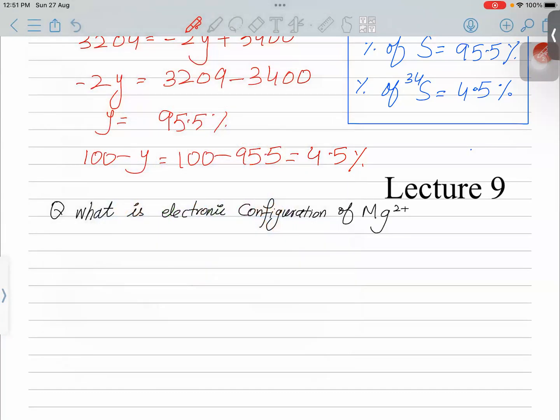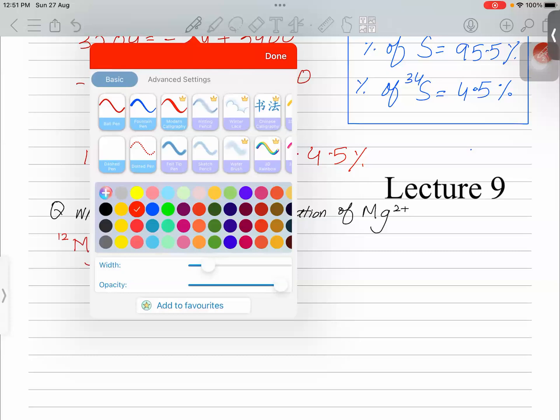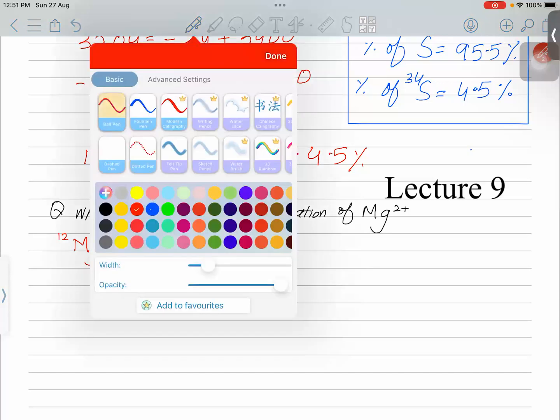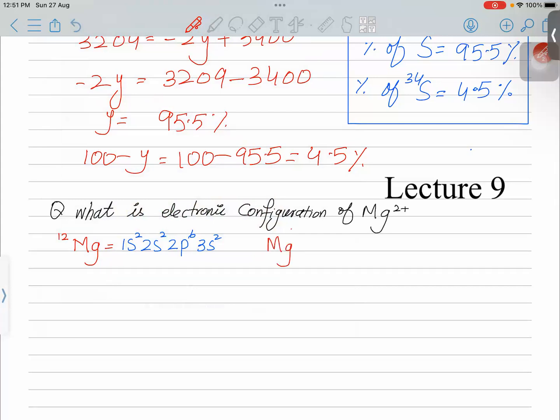As we have discussed, first write the normal electronic configuration of magnesium. We know that magnesium is 12. Anyone can tell me the electronic configuration of magnesium? Yes, the normal one. 1s2, 2s2, 2p6, then 3s2. But the question is magnesium 2 plus. 2 plus means remove 2 electrons. So we remove 2 electrons from the valence shell. The third shell is our valence shell. So the new electronic configuration would be 1s2, 2s2, 2p6. This is the electronic configuration of magnesium 2 plus.